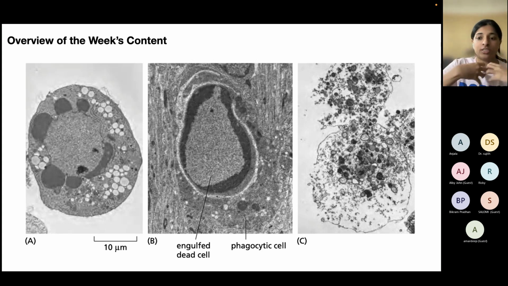However, in necrosis, the cell just bursts open and releases all of its content, and this will further trigger inflammation and trigger a lot of recruitment of other cells to this place. And it is known as the necrotic form of cell death.